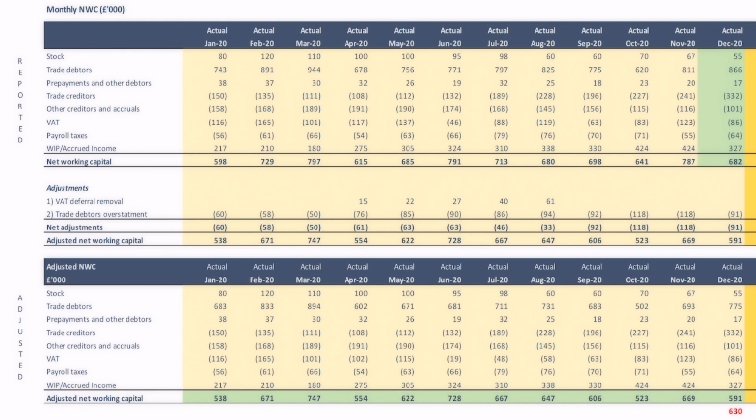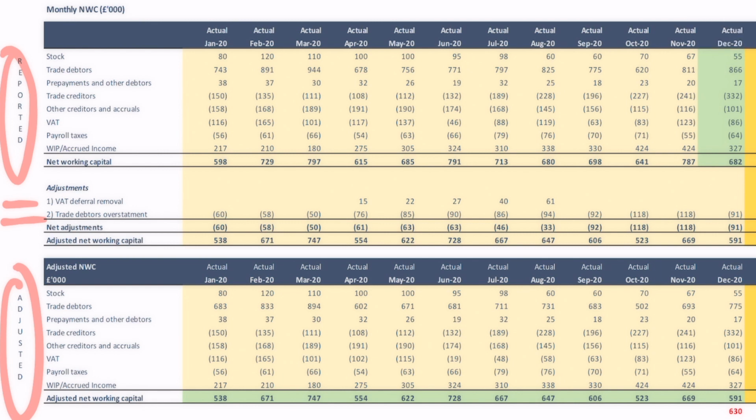So just to quickly run through an example to add a bit of colour to what we've just talked through. These are some numbers from a recent client of mine, and what we can see in this table is the reported net working capital position above what we've calculated as an adjusted position. The difference being these two adjustments, one in respect of a COVID related VAT deferral, the other a trade debtor overstatement whereby we think there may be some write-offs.